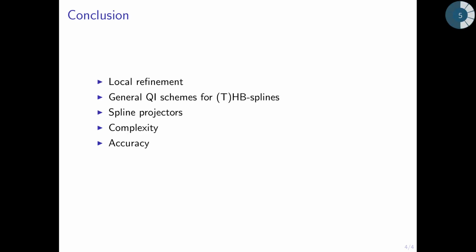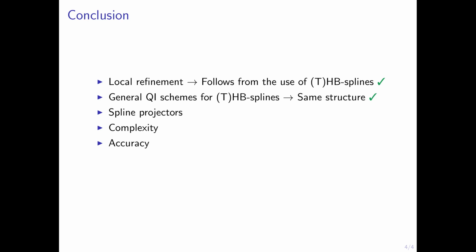So now let me conclude and sum up. So we have a local refinement strategy. This follows immediately from the use of THB splines or HB splines. We have general QI schemes for THB splines and HB splines. Again, they present the same structure, and this is a sort of unifying framework for quasi-interpolation in hierarchical spline spaces.